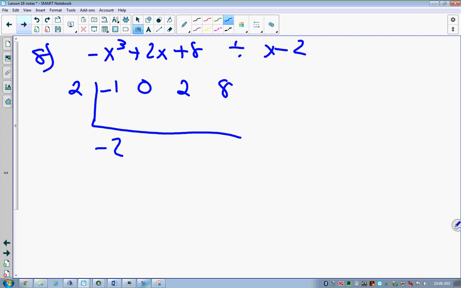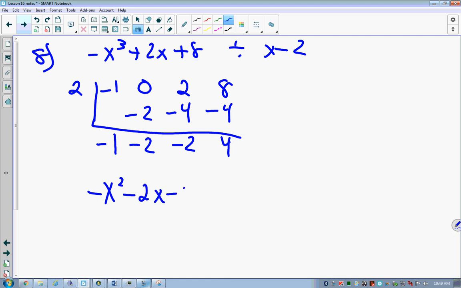Negative 2, and that's going to be, oh, I'm sorry, negative 1. Got to bring it down. I'll get this figured out here pretty soon. All right, 2 times negative 1 is negative 2. 0 plus negative 2 is negative 2. 2 times negative 2 is negative 4. 2 plus negative 4 is negative 2. 2 times negative 2 is negative 4 again. Did I make any mistakes here? Right, which would just be 4. So my answer should be negative x squared minus 2x minus 2 plus 4 over x minus 2.